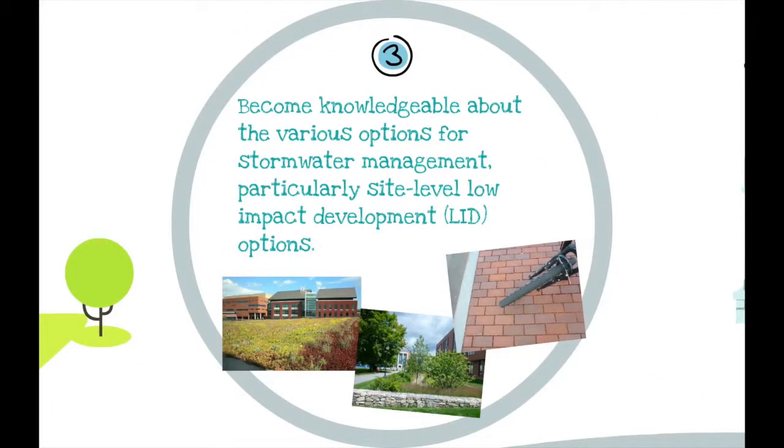Step three is to make yourself aware of all the various options for stormwater management. These site-level practices are often called low-impact development, LID, or green infrastructure practices, from green roofs to pervious pavers to rain gardens, etc. There's a lot out there. We've got a lot of videos and photos for you, mostly taken from our work on the UConn campus, that can make you familiar with these.